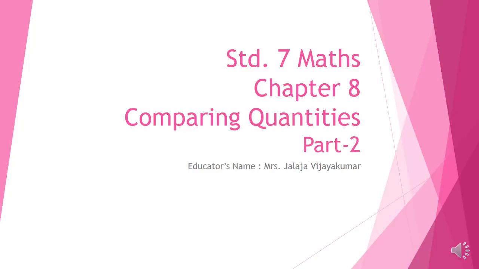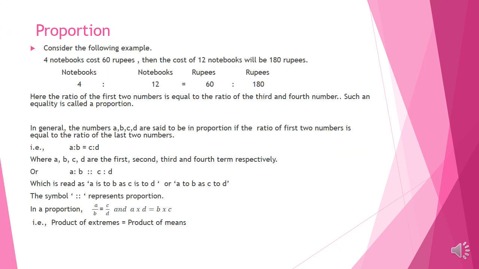Hello children, let us continue chapter number 8, comparing quantities, right? Children, we have learned about ratio. Ratio is a fraction. It has no units and ratio can be made between quantities of same units. Okay, today let us learn about proportion.